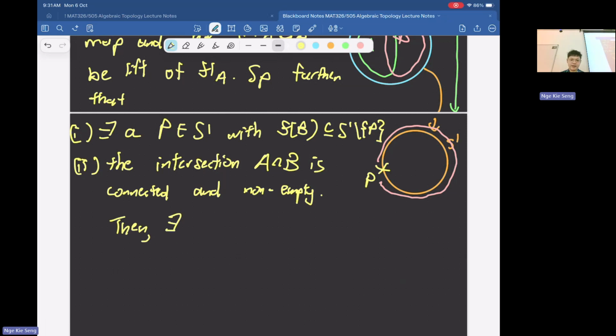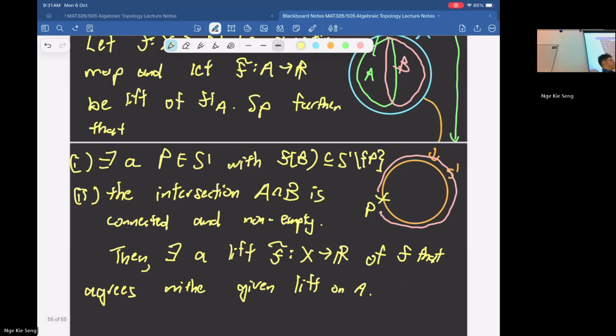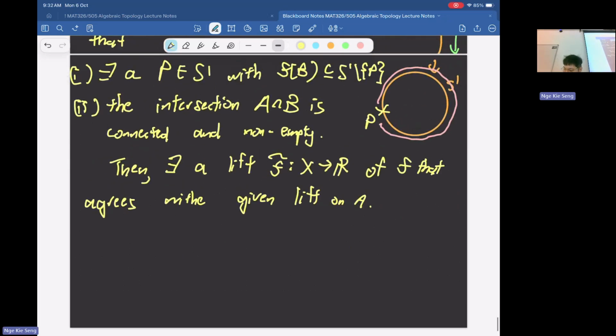Then there exists another lift. So we abuse notation, we still call it F tilde here, because we are going to show that actually these are the two same lifts. I mean, they agree with the given lift. So it's not a coincidence why we put F tilde again. They should be the same. Let's prove this.